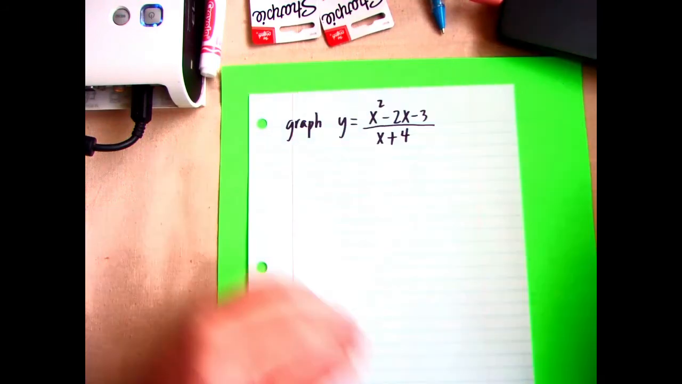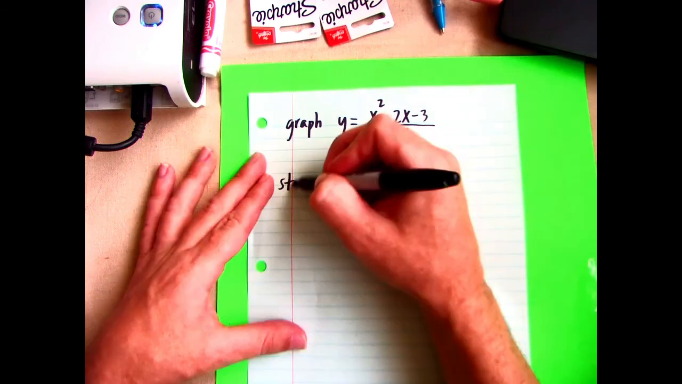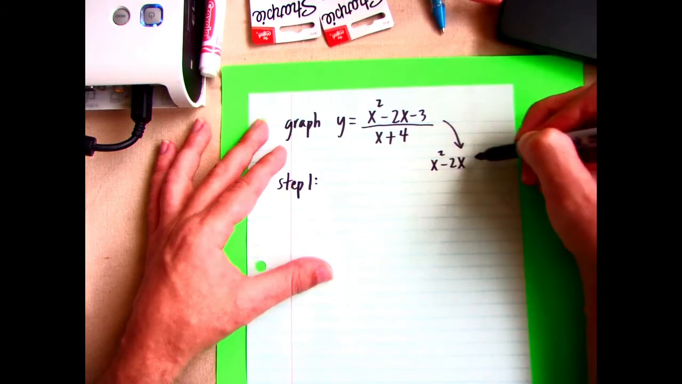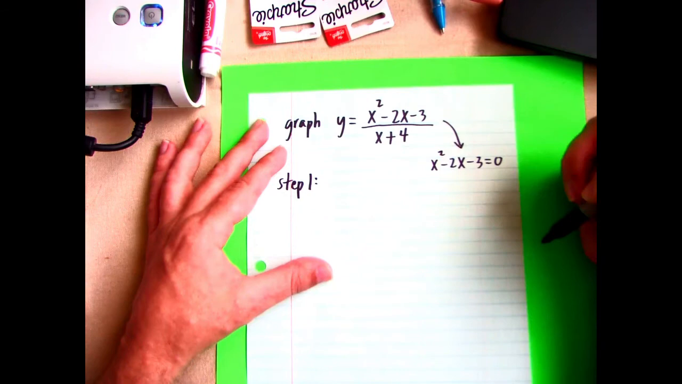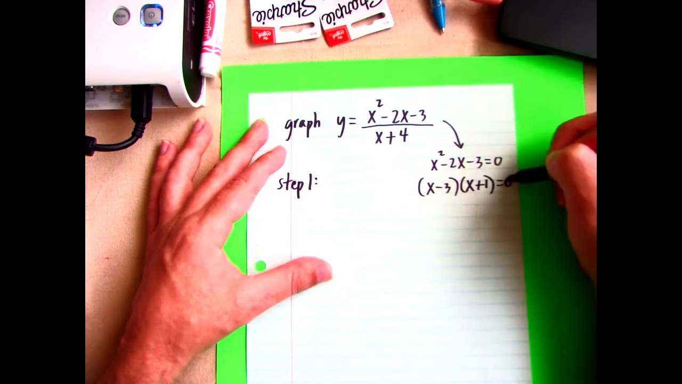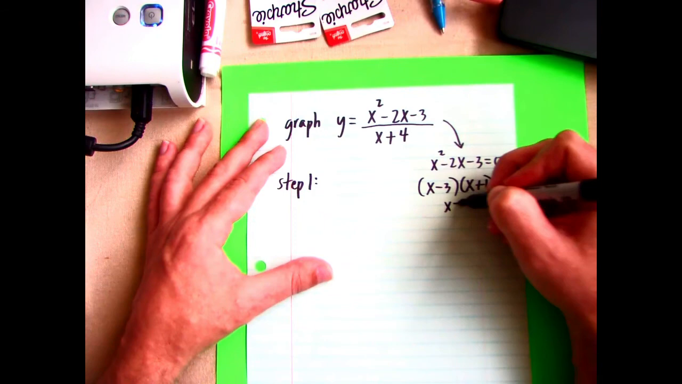All right. One last example here. y equals x squared minus 2x minus 3 all over x plus 4. Step 1, we're looking at the numerator. What makes the numerator 0? And to do this one, we're going to have to do a little bit of factoring. So off on the side of our paper here, we can write x squared minus 2x minus 3 equals 0. Got to still be able to factor. That skill is not going away. Got to be able to do that.